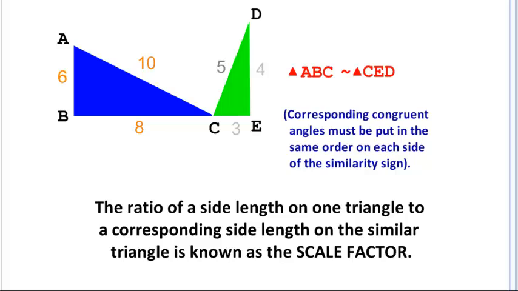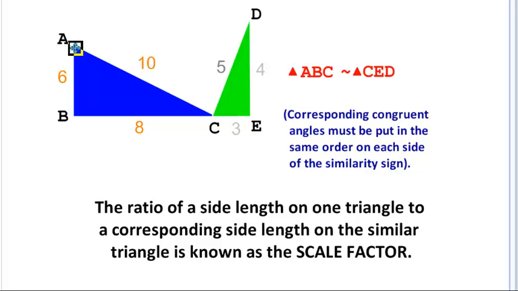Here are the same two triangles. They're still similar to each other. When you write a similarity statement, just like you would a statement that shows congruency between two triangles, the corresponding congruent angles must be put in the same order on each side of the similarity sign. So triangle ABC, it doesn't matter if I call that ABC or CBA or BAC or whatever. What does matter is once I establish that I'm going to call it A, B, C, I better be sure that in my second triangle I list the vertices following the same order.